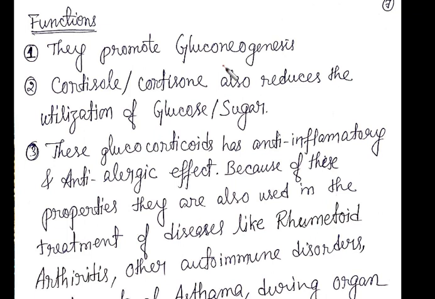Next, cortisol or cortisone also reduces the utilization of glucose or sugar. What is the second function? It also reduces the utilization of glucose and sugar. So it can control the utilization of glucose or sugar in the blood or inside our body. Now these glucocorticoids have anti-inflammatory and anti-allergic effects as well.